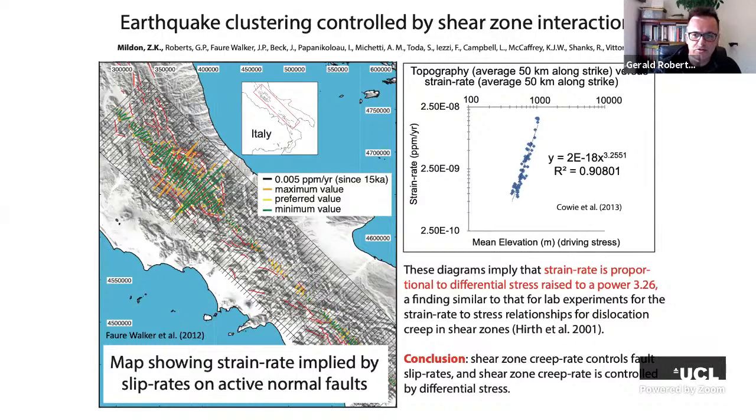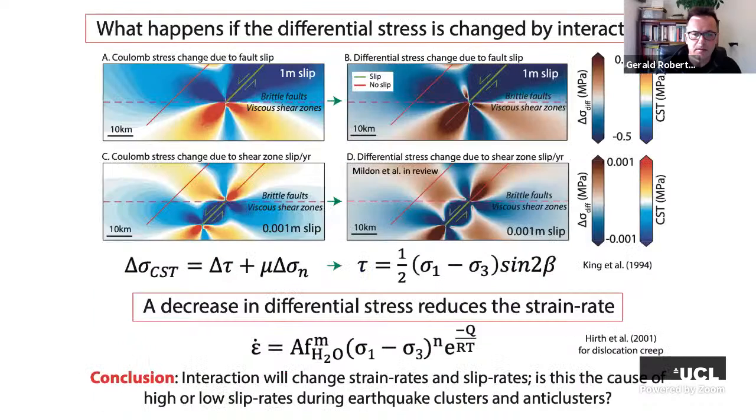So I asked the question, what happens to differential stress if faults and shear zones interact? Next slide. So this is what happens if shear zones and faults interact. The top left panel is familiar to all of you. This is Coulomb stress transfer. We have a green fault slipping 1 meter. It changes the stress in the surrounding material.